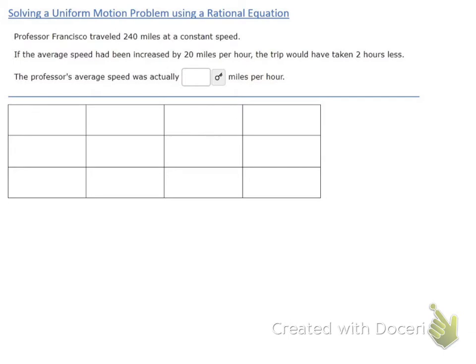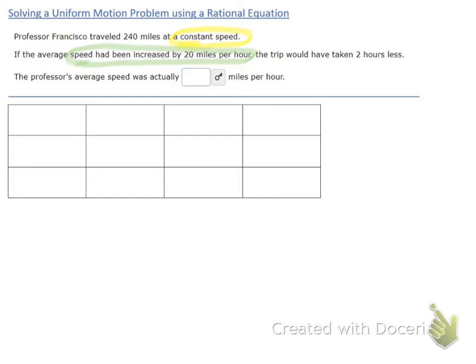Okay, so let's look at some of the information in the problem. We know that he traveled 240 miles at a constant speed. So that was what he actually traveled at. And then hypothetically, if he had increased his speed by 20 miles per hour, he could have decreased the time of his trip by 2 hours because the trip would have taken 2 hours less.